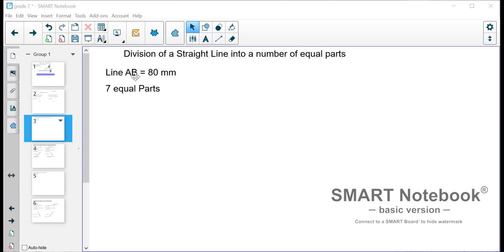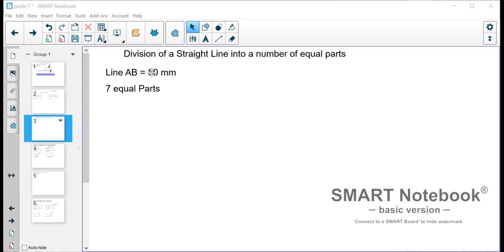All right. Now, the line AB is given as 80 millimeters. Right? I did not specify which line, whether it is a horizontal line, a vertical line, or an oblique line. All right, but I'll go through each one of them and I'll show you that the steps are the same. It doesn't matter which line you are dividing, the steps will remain the same. So we want to divide that line, which is 80 mm, into 7 equal parts.